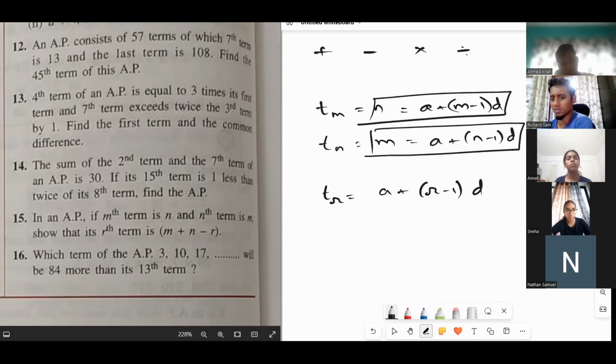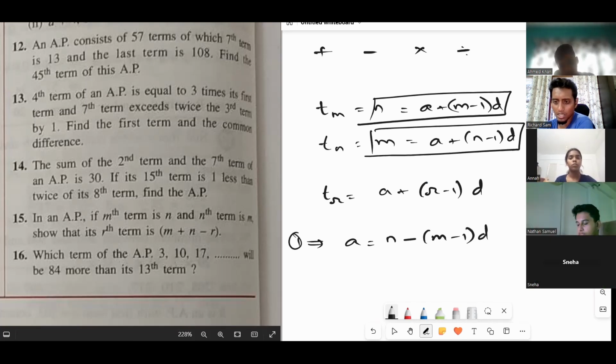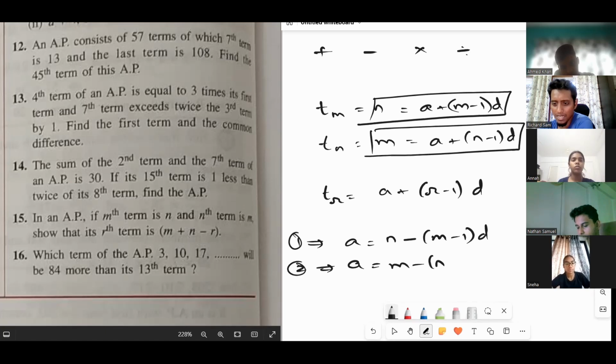From the first equation, if you make A the subject, A will be equal to N minus M minus 1 into D. And this gets very complicated. From the second equation, if you make A the subject, you will get M minus N minus 1 into D.